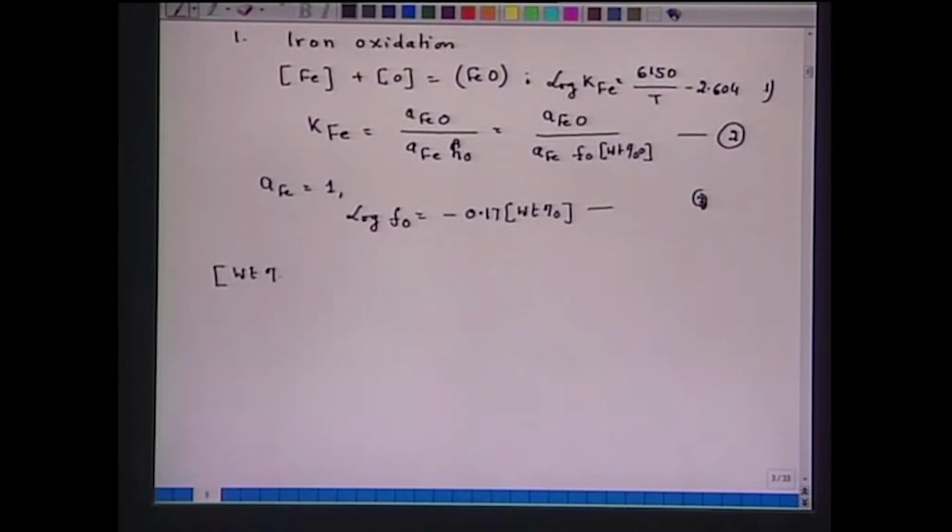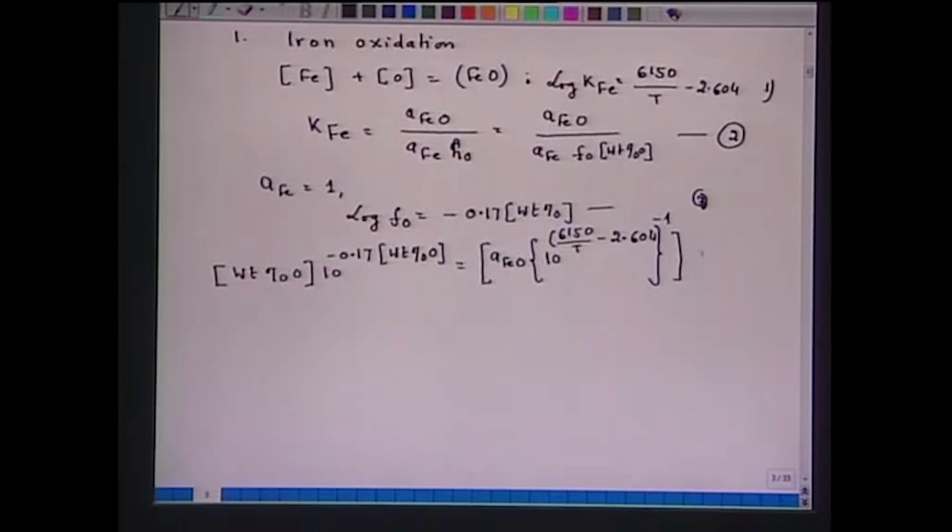Weight percent O into 10 raised to the power minus 0.17 weight percent O, that is equal to activity of FeO into 10 raised to the power (6150 upon T minus 2.604), to the power minus 1, bracket close. Let us say this is our equation 4.